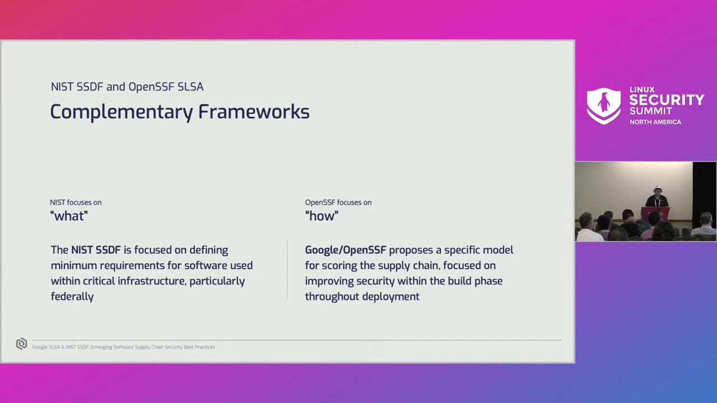Conversely, OpenSSF focuses a lot more on how. This is a specific model for scoring the supply chain, focused on improving security from the build phase through deployment. It's essentially a rubric.